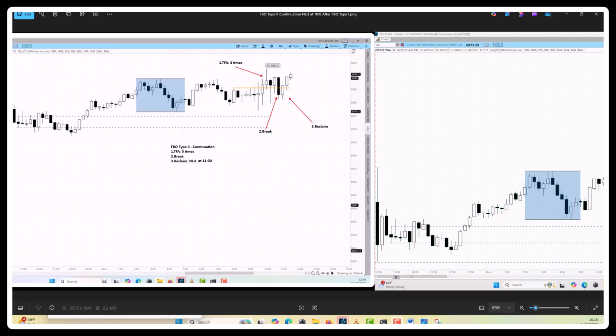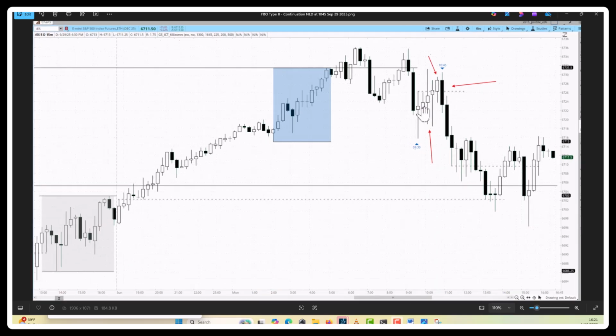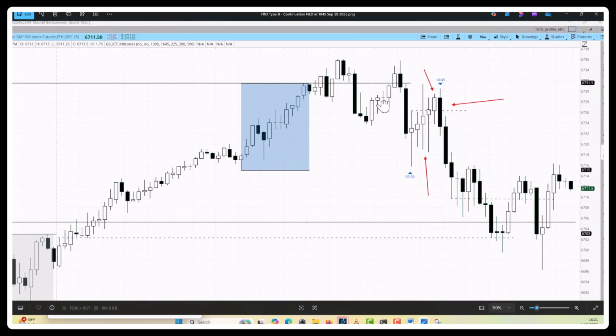Alright, now we go to a second example of type 2. Let's go for a short setup. Right, this is the next leg up. We wanna see if a next leg down. Alright, here's a second example for type 2 next leg down, which is a continuation right there. A beautiful setup right here.